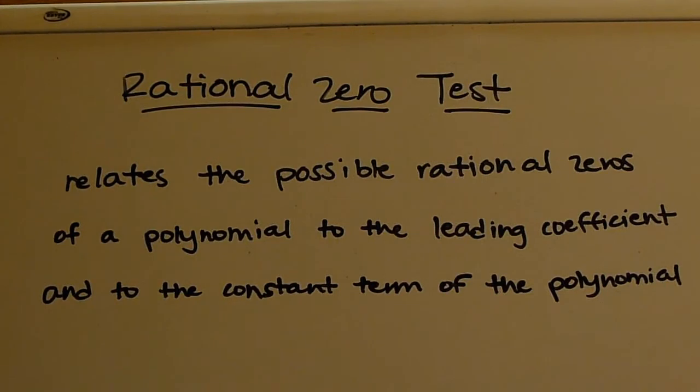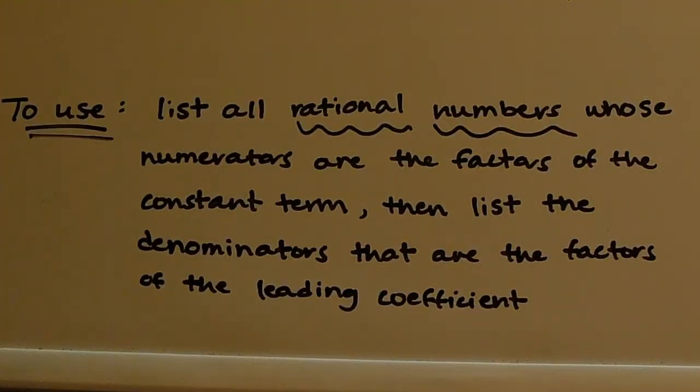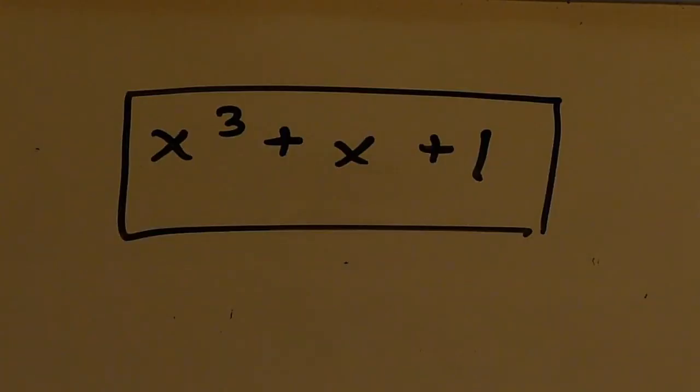Next, we're going to be talking about the rational zero test, which relates the possible rational zeros of a polynomial to the leading coefficient and to the constant term of the polynomial. To use it, you need to start by listing all rational numbers whose numerators are the factors of the constant term, then list the denominators that are the factors of the leading coefficient. Okay, so let's try it with the example x cubed plus x plus 1.